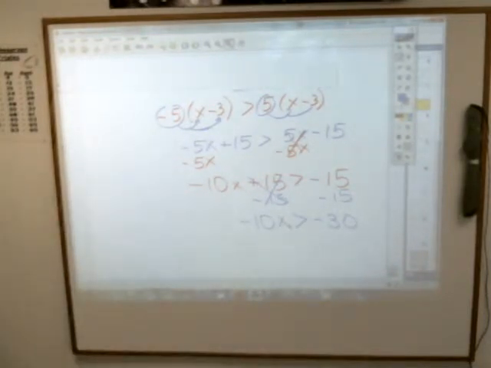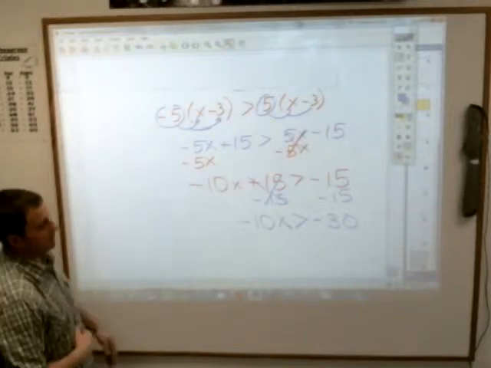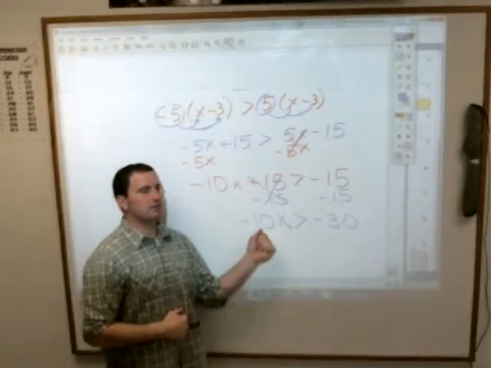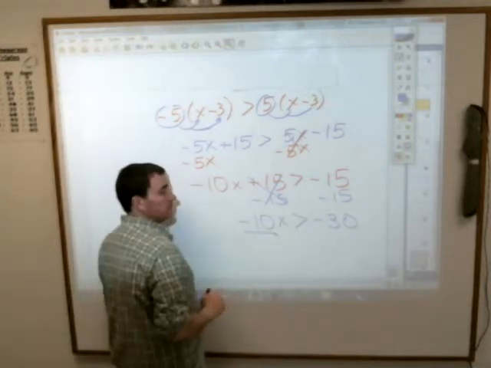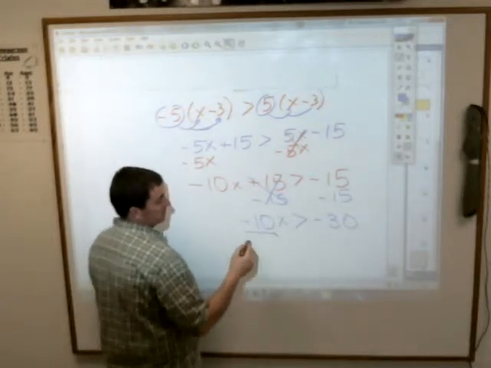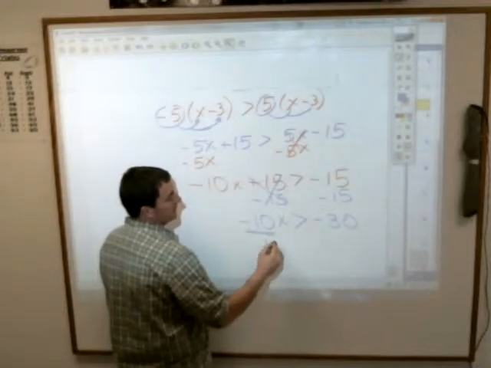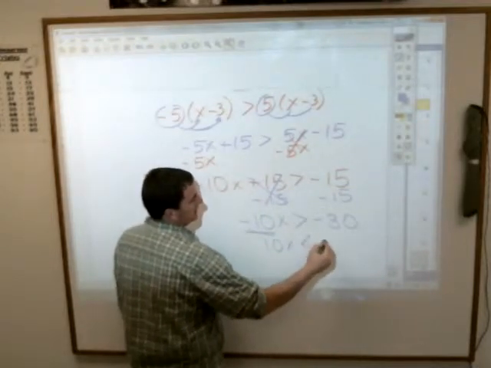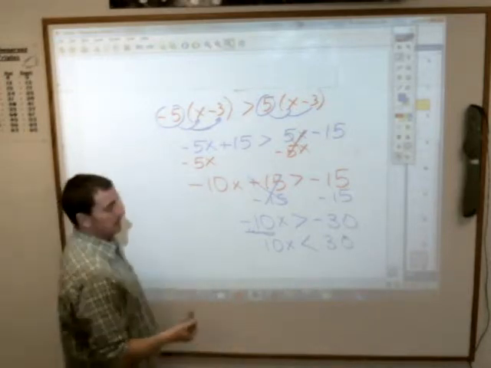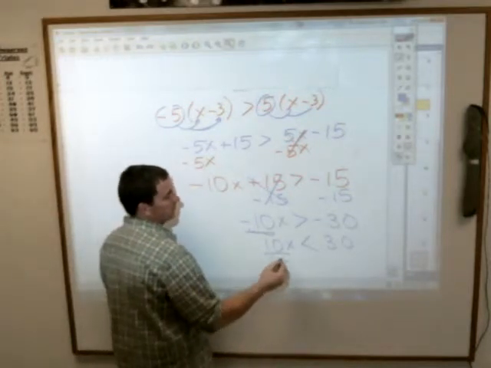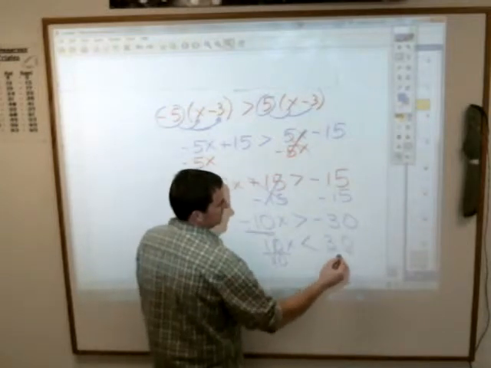Now, what am I going to do? What's the only way to separate a number from the letter? I need x to be by itself. So Nick, I'm going to change the signs. Well, if you want to change the signs now, you can change the signs now, sure. I can make this a positive 10x, change the sign, make that a positive 30. And then I could divide by 10. Doesn't matter the order really you do it, as long as you remember to change that sign.